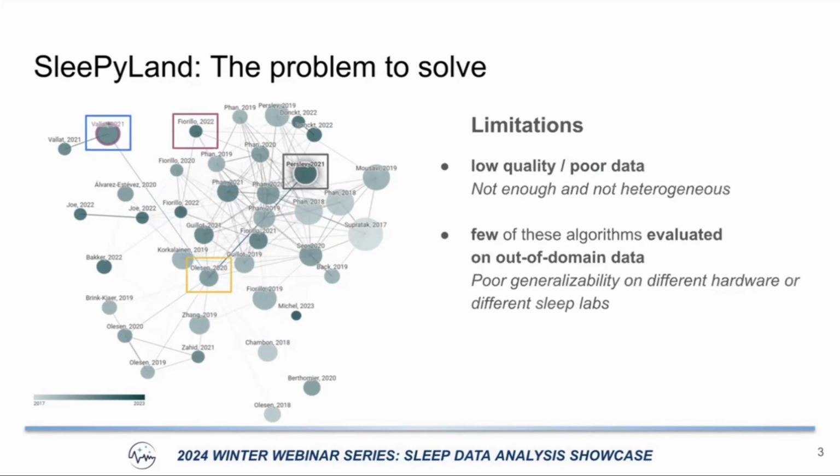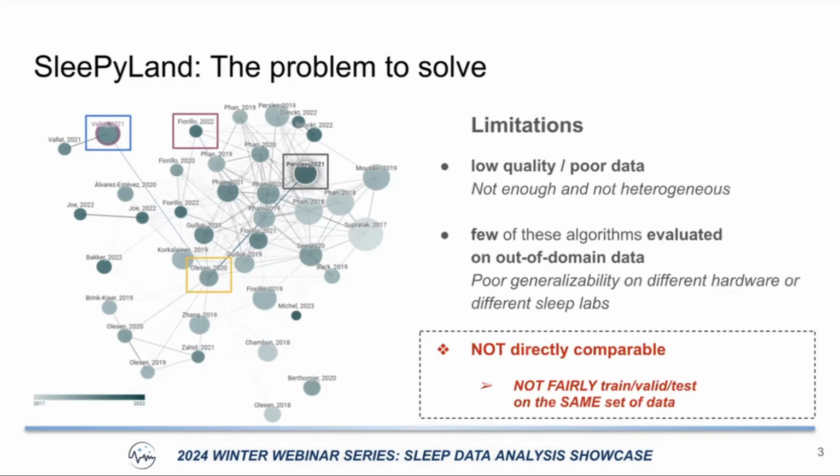Here, I'm just highlighting the recently proposed algorithms that have been trained and evaluated on many recordings, up to 30K PSGs. But still, even on these recordings, it's really hard to compare these architectures. The problem is that all these algorithms are not directly comparable. They have not been fairly trained, validated, and tested on the same set of data. And here comes the main goal of SleePyLand.